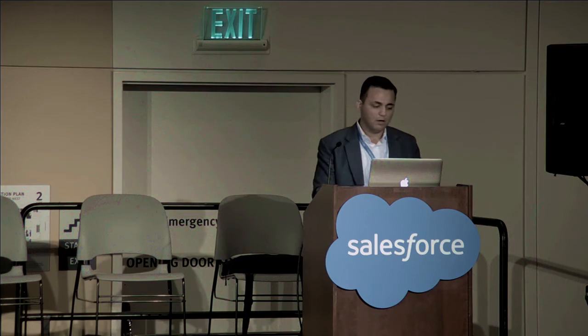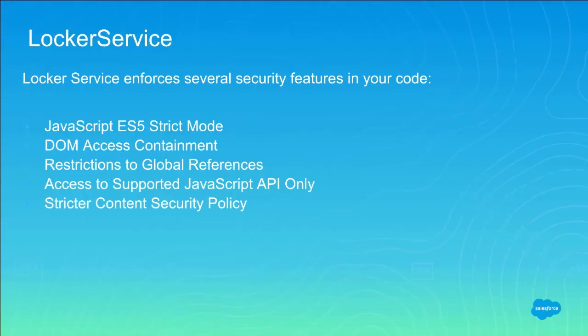So LockerService combines a few JavaScript techniques such as scope shadowing of global functions, strict mode, duct taping, and wrappers, to securely encase window, document, and element in a way to give you fine-grained access controls. Notice I did not mention iframes because nowhere in Locker do we use iframes. So that's important to note.